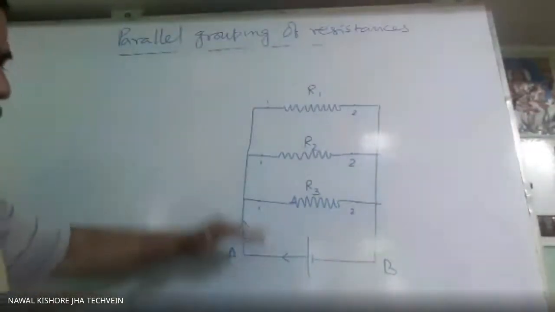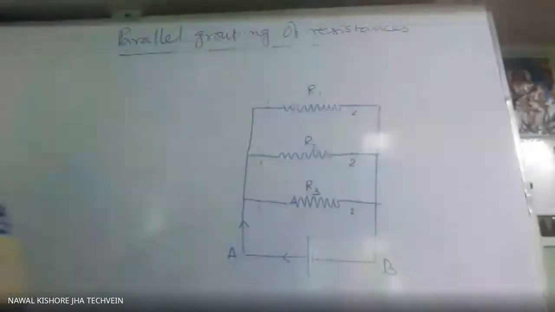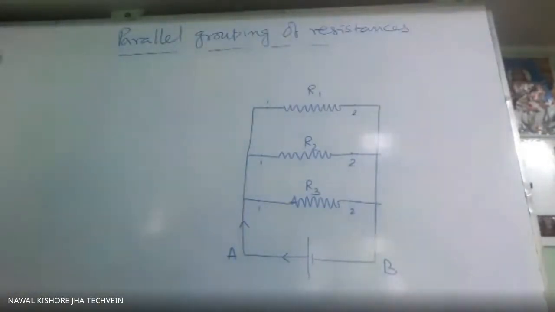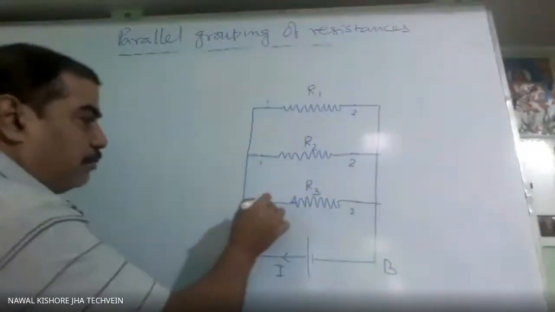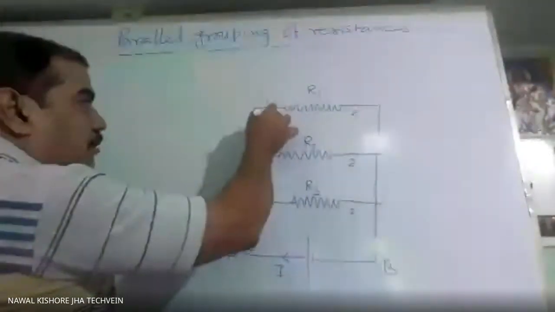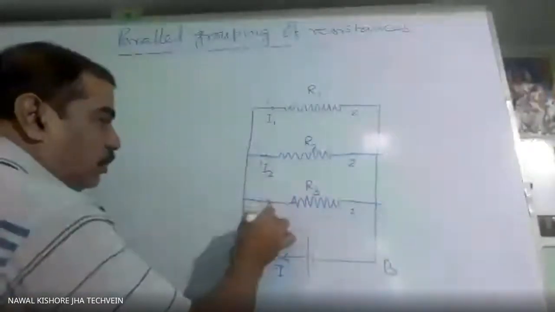That means in this case, there will be branching of current. Current will be divided. In the previous one, series grouping, current was the same. But here, current will be divided. So whatever main current is there, some current is going this way, some this side, some this one. Okay, maybe this one I1, this is I2, this is I3.